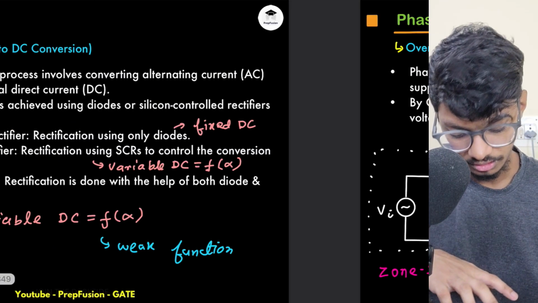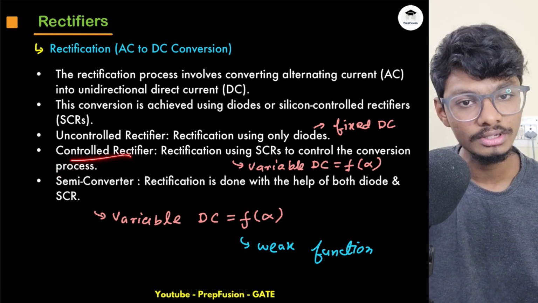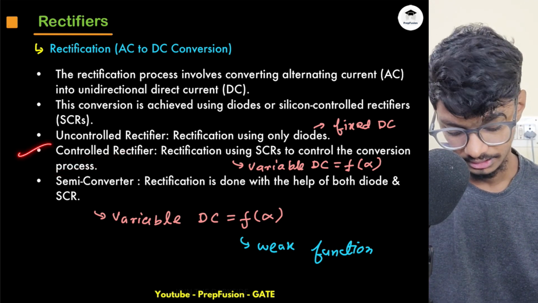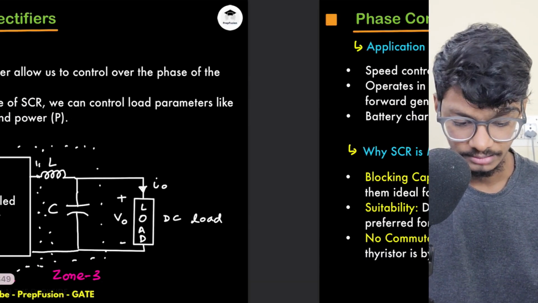That's why we name this a controlled rectifier. All these things we can do with the help of firing angle alpha.